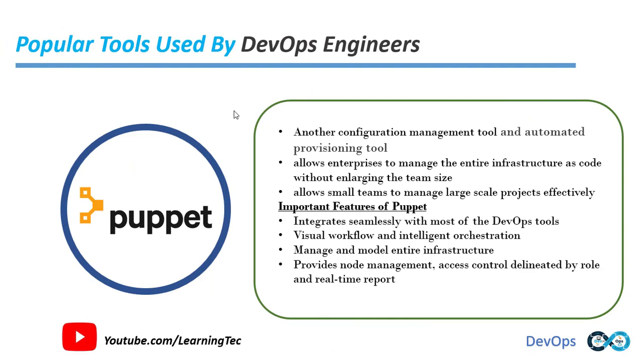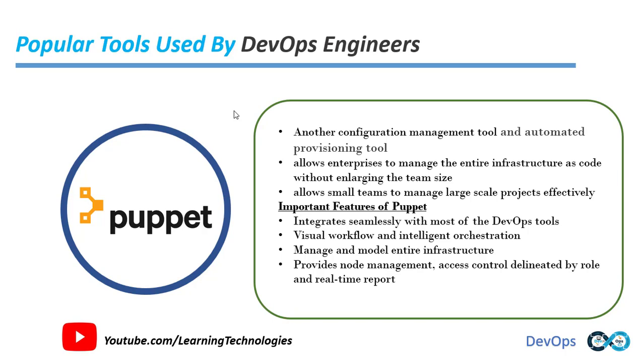Now we'll talk about Puppet and Puppet Enterprise. Puppet is another configuration management tool and automated provisioning tool which is cross-platform and runs on both Unix and Microsoft systems. It is an alternative to Ansible and provides better control over the client machines. Unlike Ansible, Puppet is an agent-based tool. Puppet Master runs on the master machine and Puppet Agent runs on all client machines.